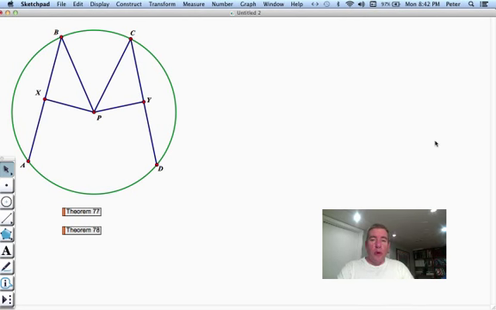What effect do congruent chords have on their distance from the center? Well, that's the question we want to answer. So there's a couple of theorems that are going to come up, and then we'll look at a couple of problems in the tutorials. Take good notes, pause the video often, and I hope this helps.